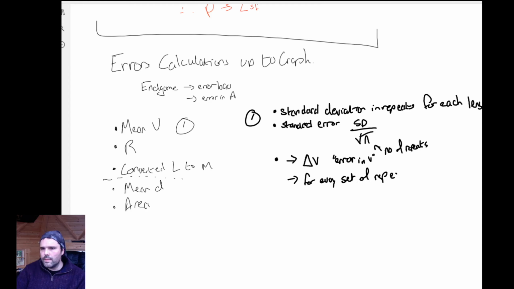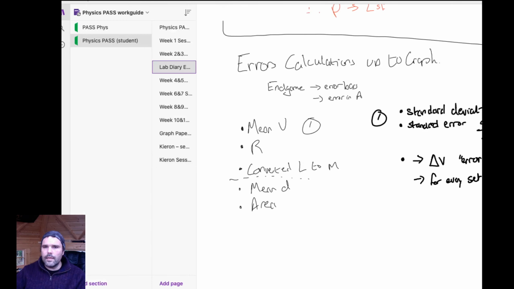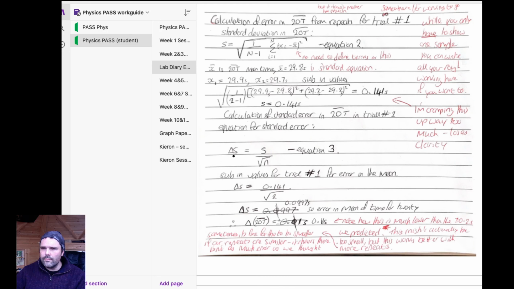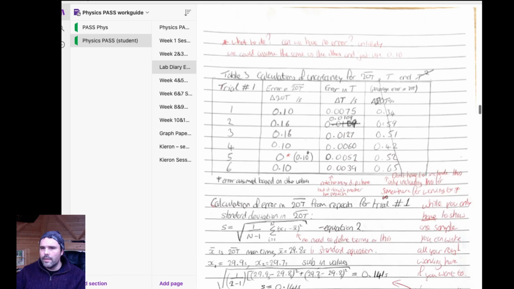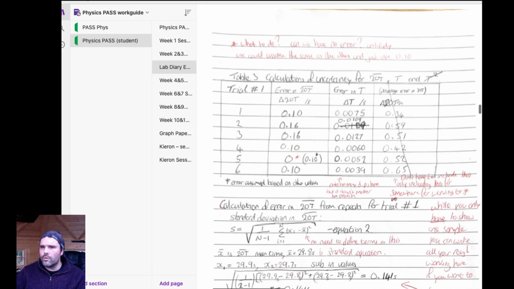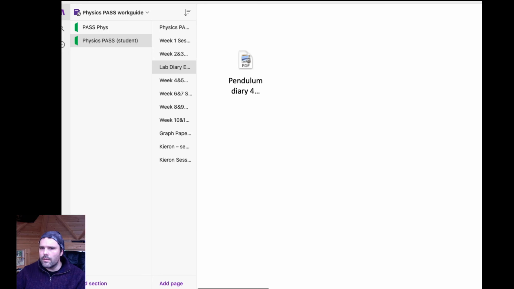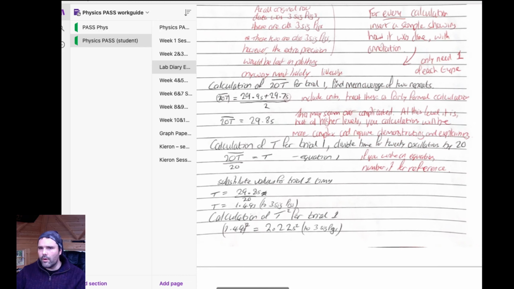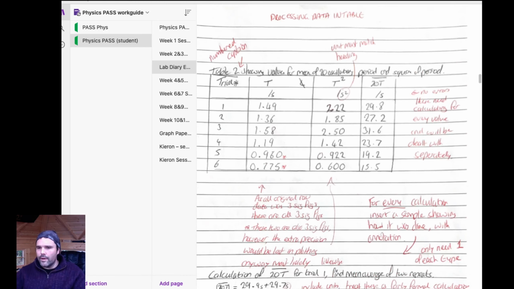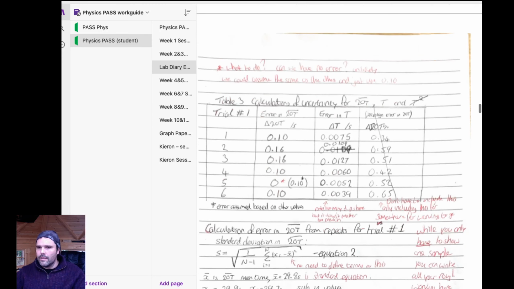So what you'll notice in the example lab diary is I've put these in a table. So I've got the error in each one recorded somewhere. And I've got the calculations of the means, the calculations of the standard deviations, they're all there. Alright?